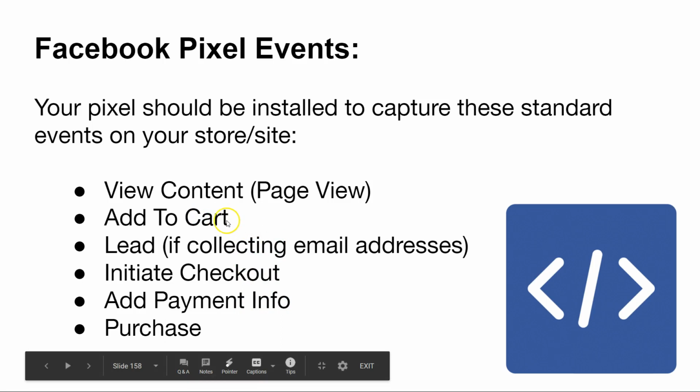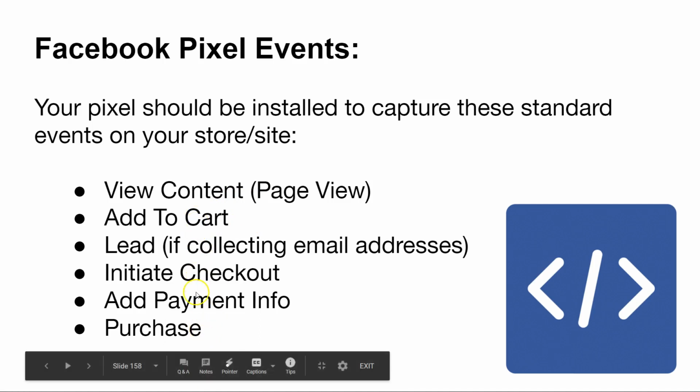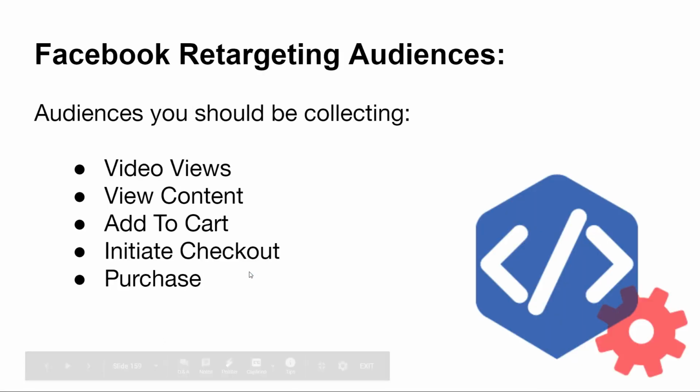But these events you can set up where somebody viewed content but didn't add to cart, somebody added to cart but didn't purchase, which would technically cover all three of these, right? Add to cart, initiate checkout, and payment info. And then you can show them ads based on retargeting audiences: video views, view content, add to cart, initiate checkout, and purchase.